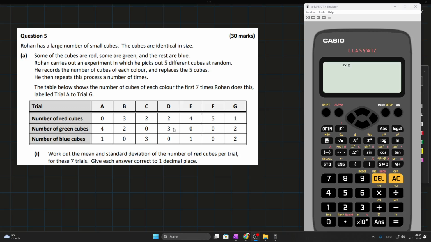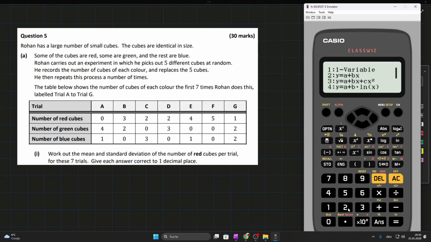This is 2023 paper 2 question 5. We're given some information here. We need to find the mean and the standard deviation of the red cubes. So the mean is easy enough to work out, but because we have to find the standard deviation, you could do that by hand, but you may as well use your calculator for all of it, because standard deviation is a bit of a pain to calculate.